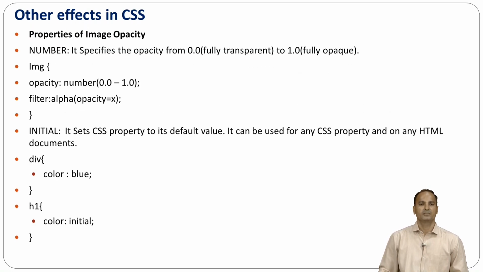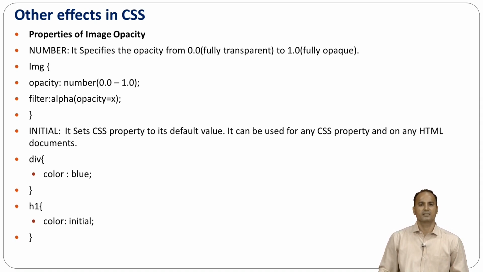Properties of image opacity. The first one is number. It specifies the opacity from 0.0, that is fully transparent, to 1.0, fully opaque. If we have to apply it on an image element, then we can specify it through the opacity property and then a number from 0.0 to 1.0. Then we can have a filter property as well, which will have a value of alpha(opacity=x).